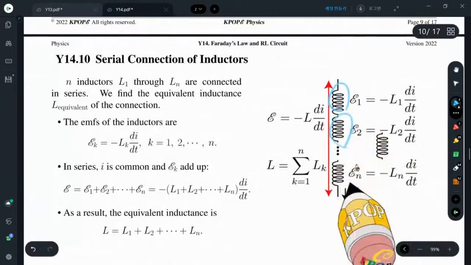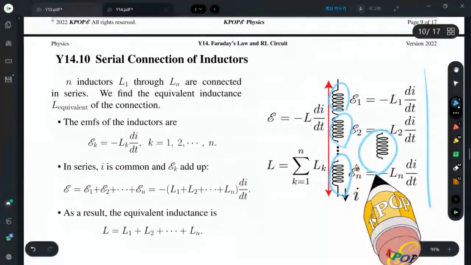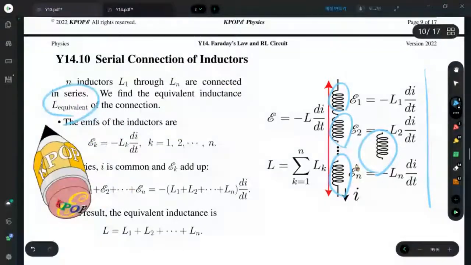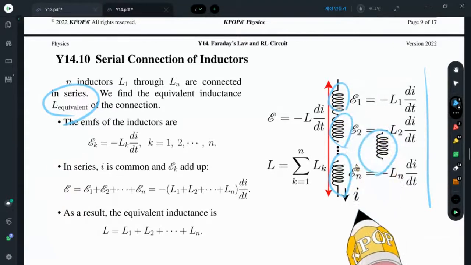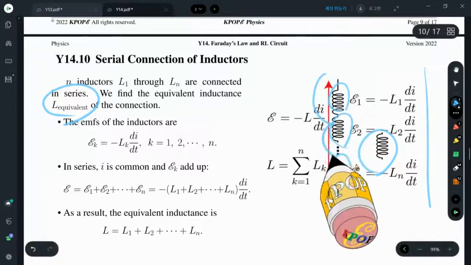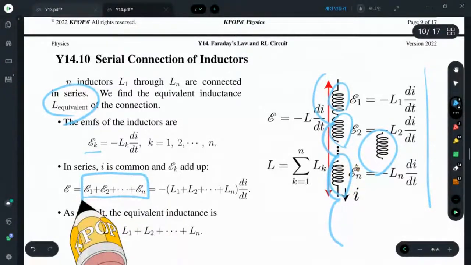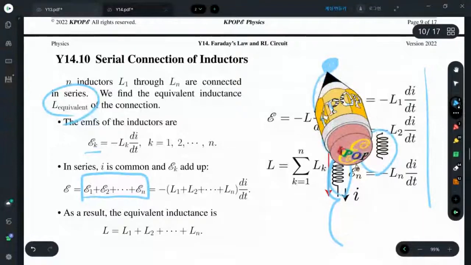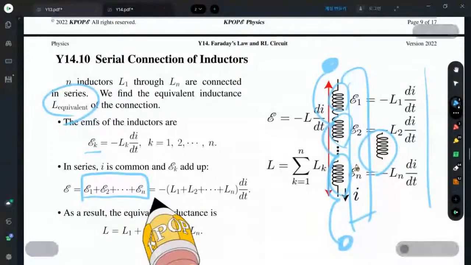If you have a serial connection of many inductors, we would like to express this as a single one. That is the equivalent inductance. If they are connected in serial, potential change can be added. From the one end to the other end, the potential change can be summed.